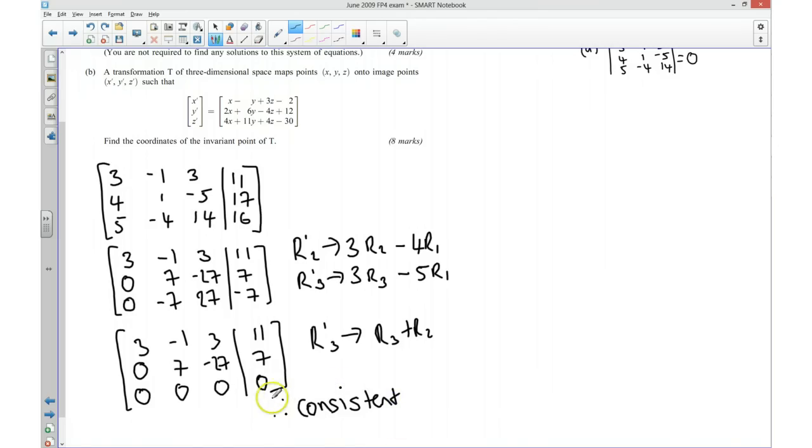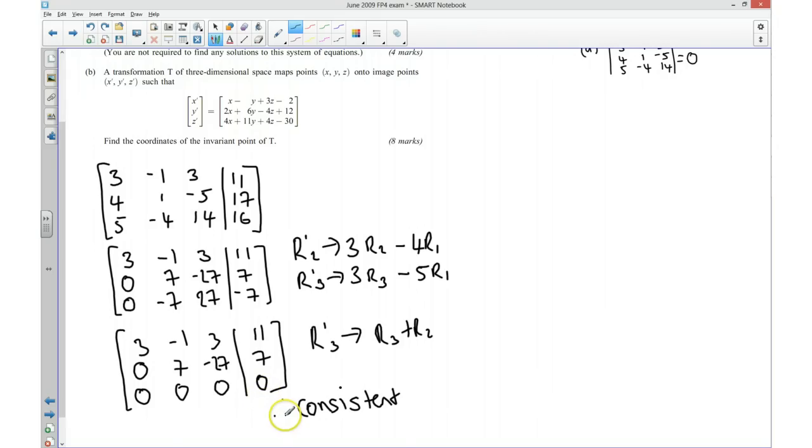If that there would have been a 5, for example, or any number that wasn't 0, well then I wouldn't be able to do 0 times something plus 0 times something plus 0 times something to give me anything other than 0, so then it would have been inconsistent. That would have told us that there weren't any solutions that existed.